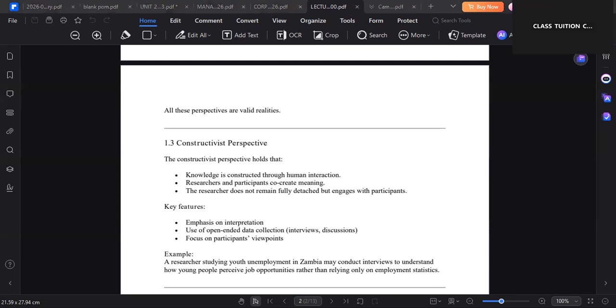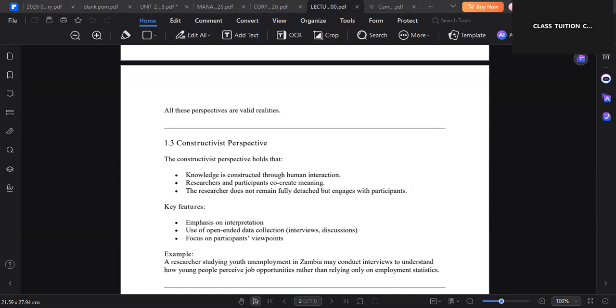So when I'm dealing with these perspectives, we must understand each of them. So I need to simplify them for you so that you understand, because these ones are often asked and questioned. So we have what we call the constructivist perspective. It is an important approach that is used in qualitative research.